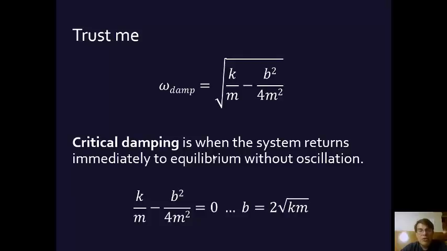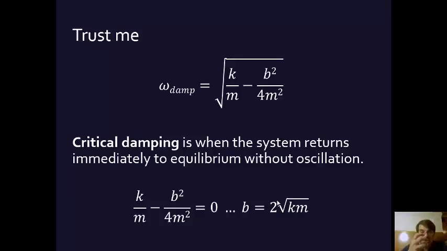Critical damping. Critical damping is when the system returns immediately to equilibrium without oscillation. This is kind of what you want in a shock absorber, right? Because you want the damping to be absorbed completely by the shock absorber. So basically, this is when the part under the radical up here is equal to 0. When k over m minus b squared over 4m squared equals 0, that's when you have critical damping and the oscillation stops immediately. And so basically that's when the damping constant is equal to 2 times the square root of k times m.